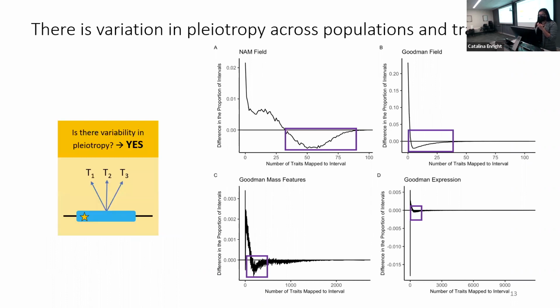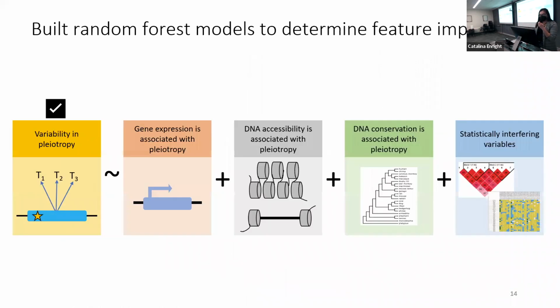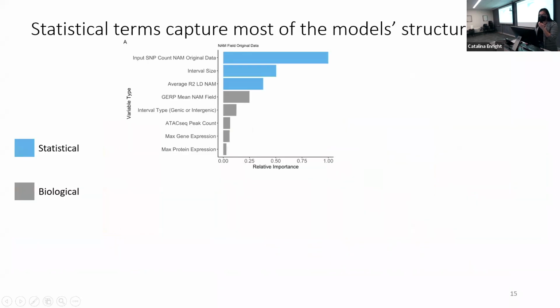Now that we know there is variability in pleiotropy, we can go forward and build models that try to explain this. What we do is take all of those biological features from before and run a model with our pleiotropy statistic. This is our random forest results, where along the x-axis is relative importance, and along the y-axis is all of the different features that we use to build our model. Everything in blue is statistical features and gray is biological.